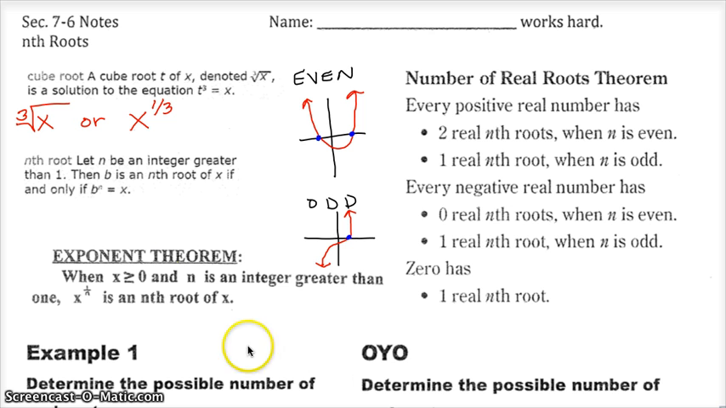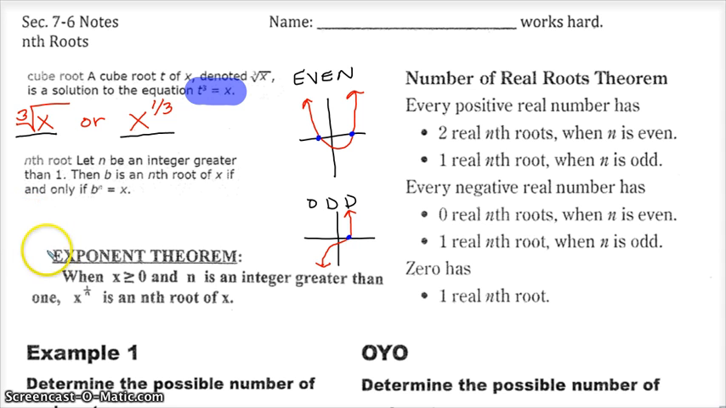A cubed root is the solution to a problem. For example, t to the third equals x. I would take the cubed root of both sides, as shown here. Another way to write the cubed root is x to the 1/3 power.